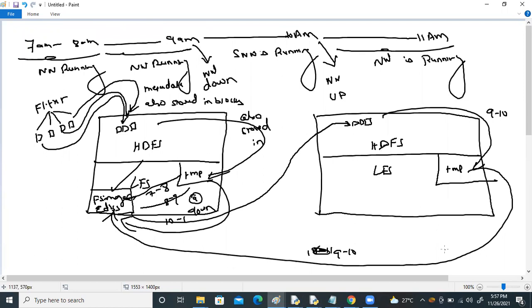If I take 7 to 8, name node running, 8 to 9, name node running, suddenly at 9 o'clock the name node is down, again from 9 to 10 the secondary name node is running, and at 10 o'clock the name node is up. For example, the metadata is also stored in the temp folder, and in a timely manner it's copied into the FS image and edits, right? Okay, fine.